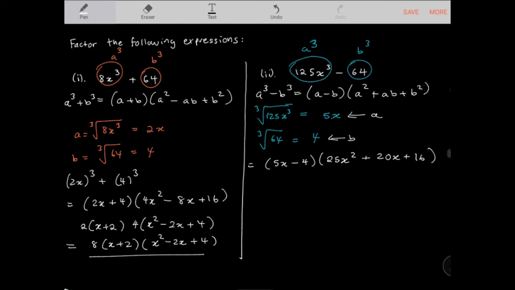Okay, and that is your expanded form. And it doesn't look like you can factor this any further, so this is our answer. And yeah, that's how you can factor the sum or difference of cubes.